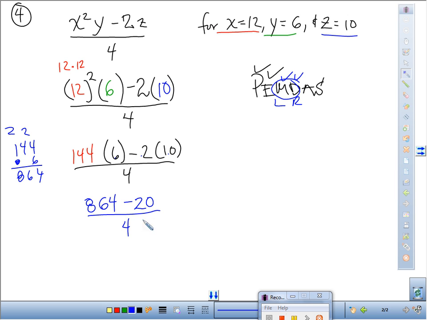How are we doing? Okay. Next, do I have addition and subtraction? Yes, I'm going from left to right on the numerator. So what is 864 minus 20? 844, and all that over 4.